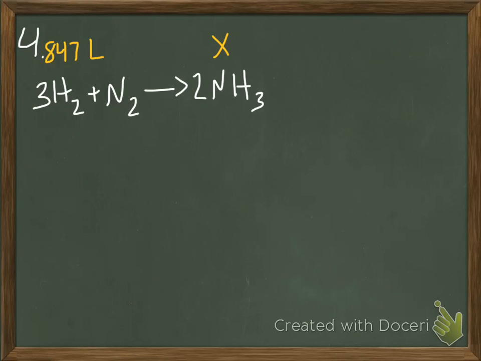Next, let's put the moles underneath. We have 3 moles of hydrogen. We have 2 moles of ammonia. And at this point, we can cross out the stuff that we don't need to make it easier. So let's cross out the nitrogen. We don't need to worry about the nitrogen for this question.